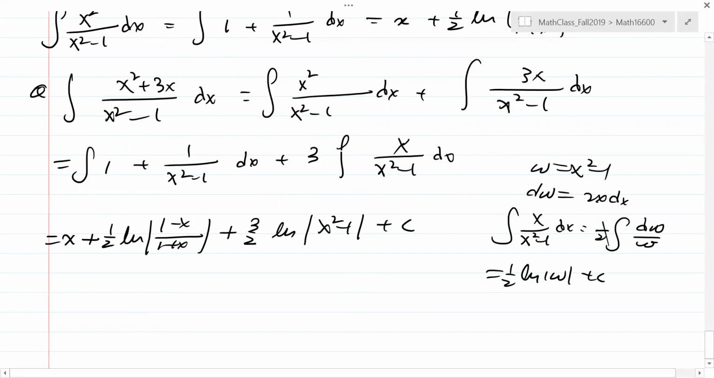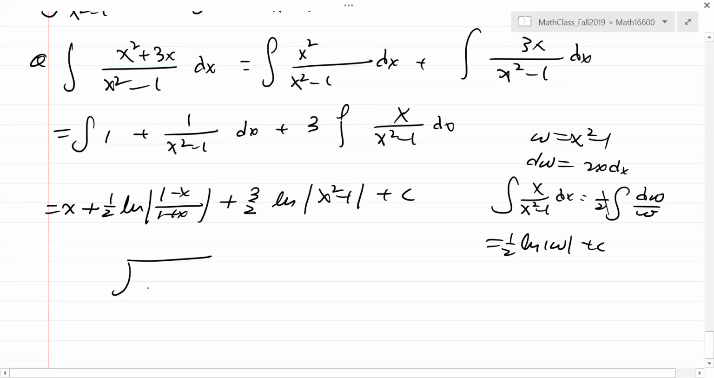You can also decompose it in a more standard way. If the degree of the numerator is greater than or equal to the degree of the denominator, you can use a long division to simplify. Okay, this is a long division. So x squared plus 3x divided by x squared minus 1.